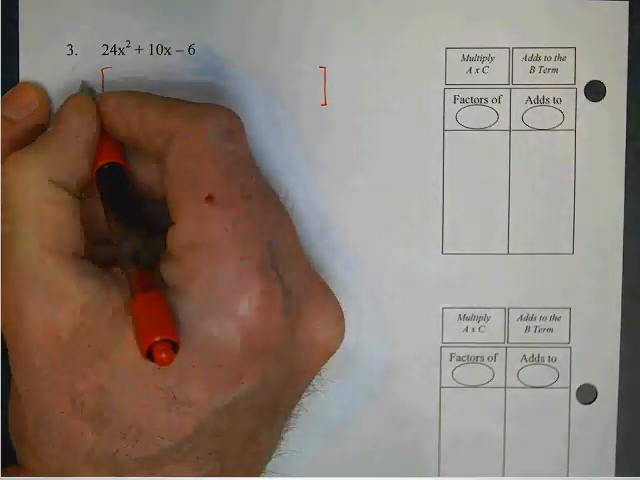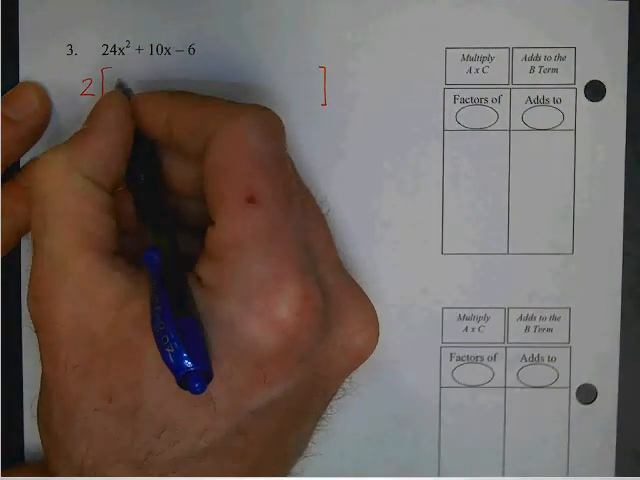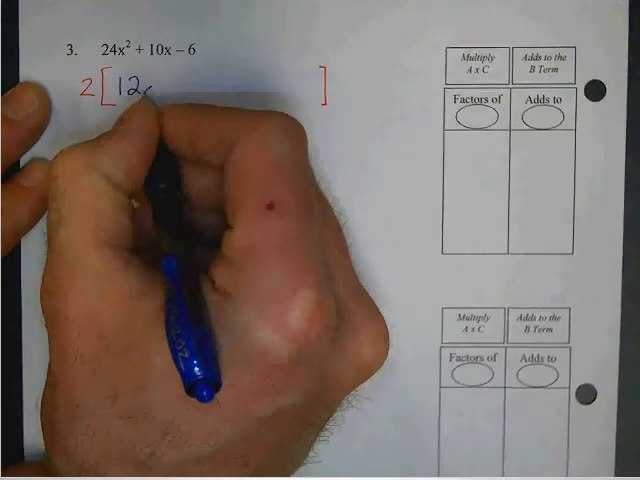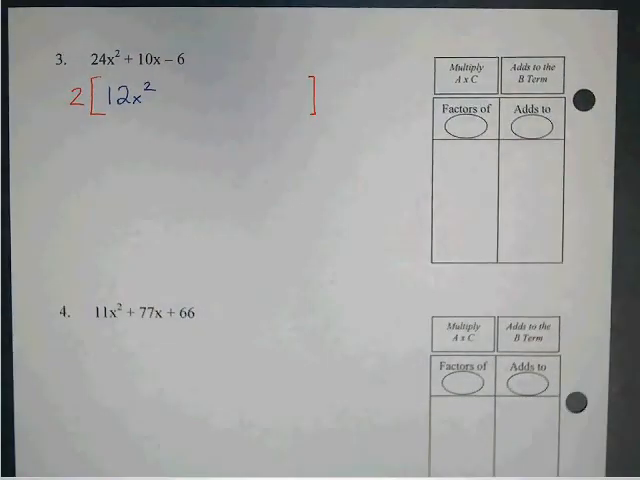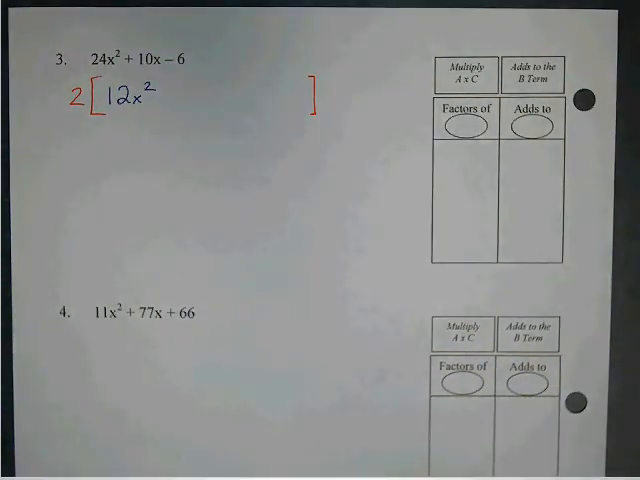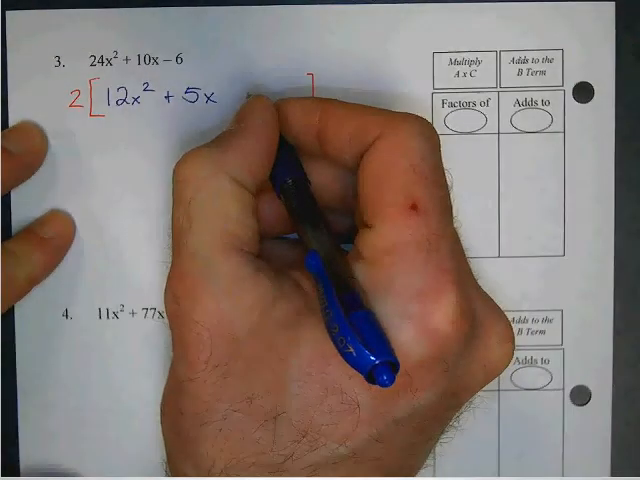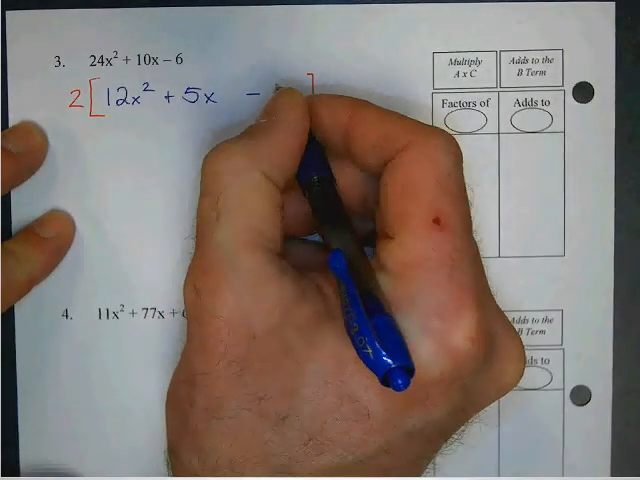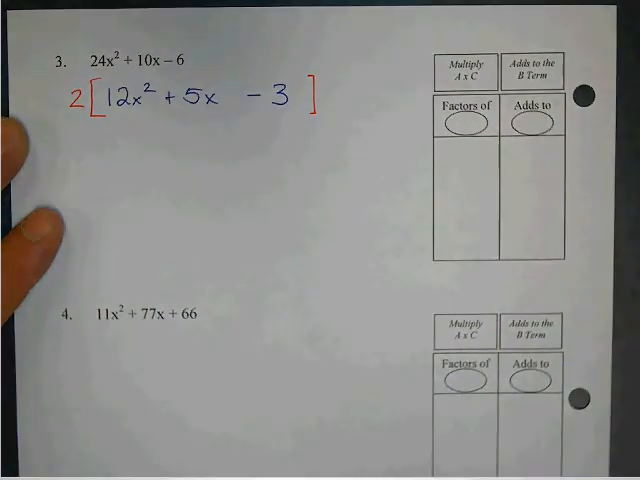All right, Brett, you got the stage. Go. GCF is? 2. All right, Abby, what's left? 12x squared. Good. Here you go. Keep going. Okay, plus 5x. Excellent. You agree with her?